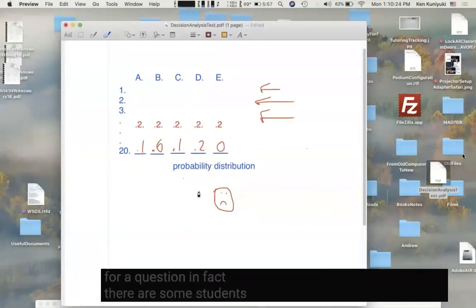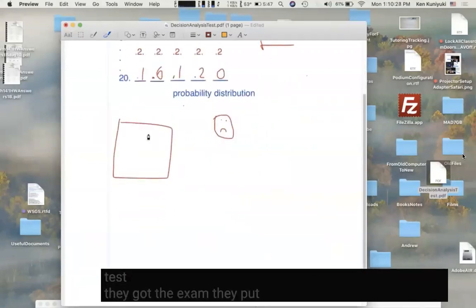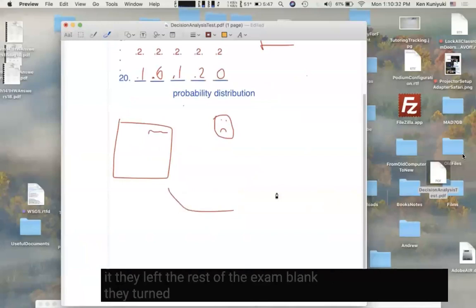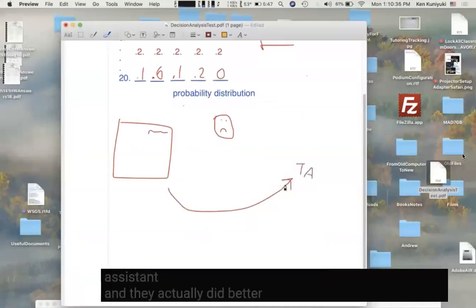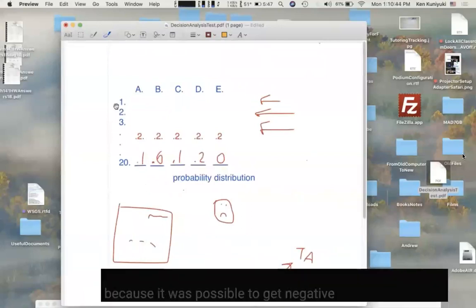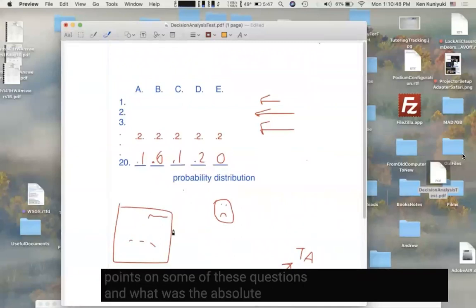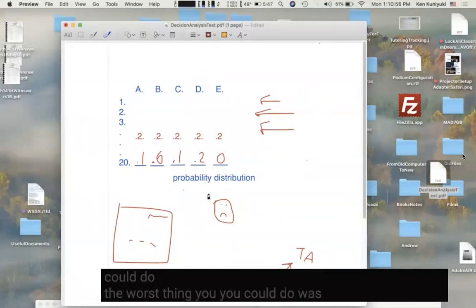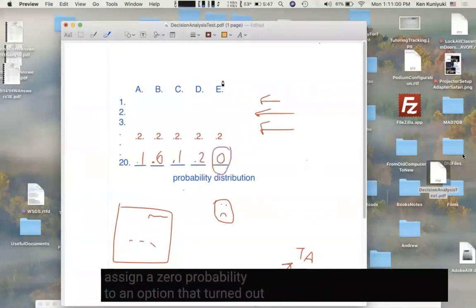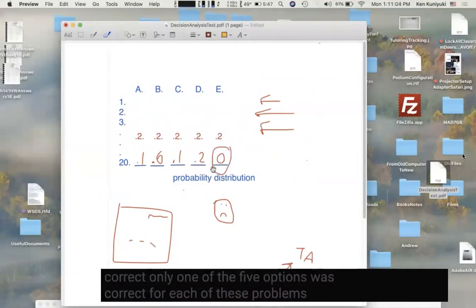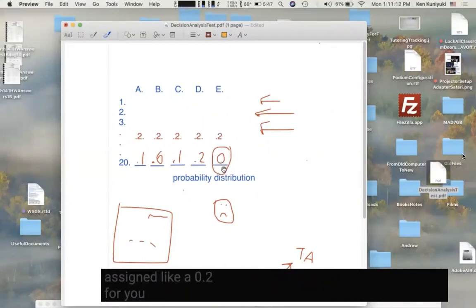In fact, there are some students who took the test, they got the exam, they put their name on it, they left the rest of the exam blank, they turned it in to the TA, the teaching assistant, and they actually did better than some students who turned in a paper with some numbers in it. Because it was possible to get negative points on some of these questions. And what was the absolute worst thing you could do? What was the absolute worst thing you could do? The worst thing you could do was to assign a 0 probability to an option that turned out to be correct. Only one of the 5 options was correct for each of these problems, like usual. But you had to assign a probability to it, or the computer assigned like a 0.2 for you. If you put a 0 on what turned out to be the correct option, you automatically got a negative infinity for the raw score for the exam.